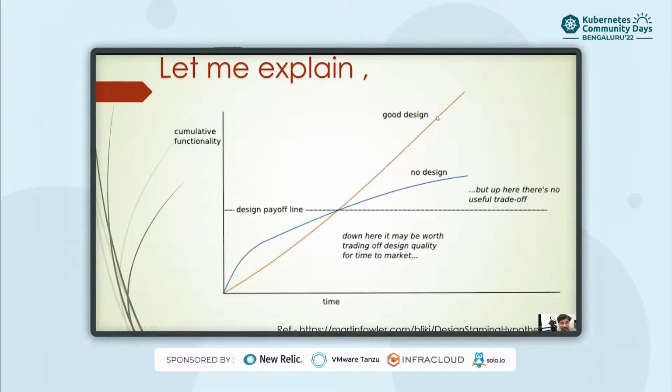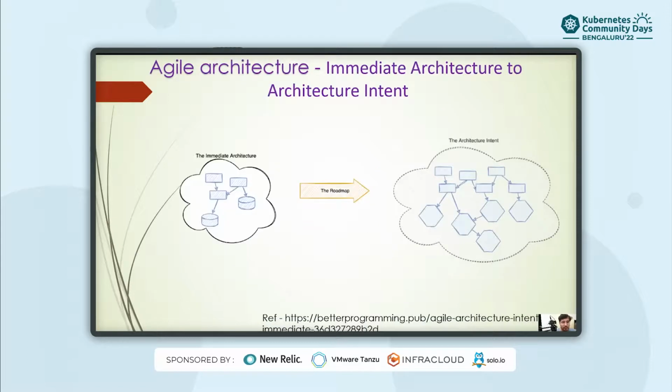Whereas this red line you can consider as a good architecture. Maybe initially it is a little bit behind, but over time, because of its modular nature, because of its loosely coupled nature, you can add on good features without compromising. So this is the reason why we need good architecture. This is very important to understand.